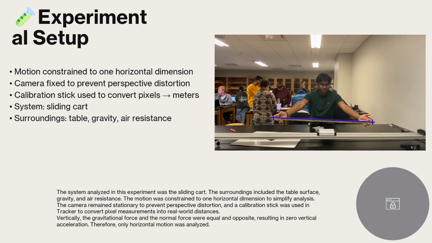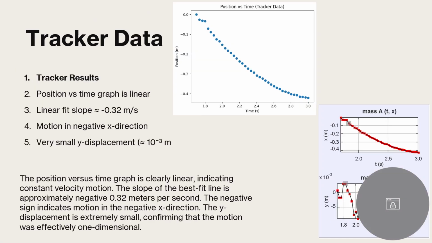This was our setup. Motion was constrained to one horizontal dimension, with the camera fixed to prevent perspective distortion. A calibration stick was used to convert pixels to meters. We had a meter stick and we made sure that the camera didn't move too much. Not too much going on here aside from that.